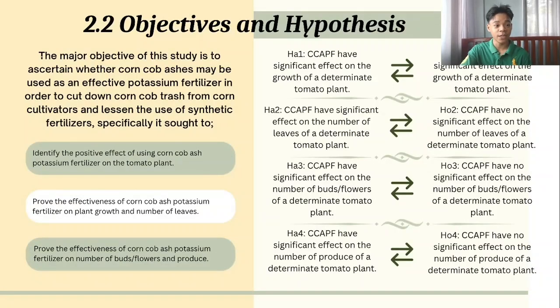As for our objectives, we specifically sought to identify the positive effect of using corn cobs ash potassium fertilizer on the tomato plant. And we are to prove the effectiveness of CCAPF on plant growth, number of leaves, number of buds and flowers, and produce. Well, on our hypothesis, we mainly focus on the null hypothesis because we are to reject or accept it.